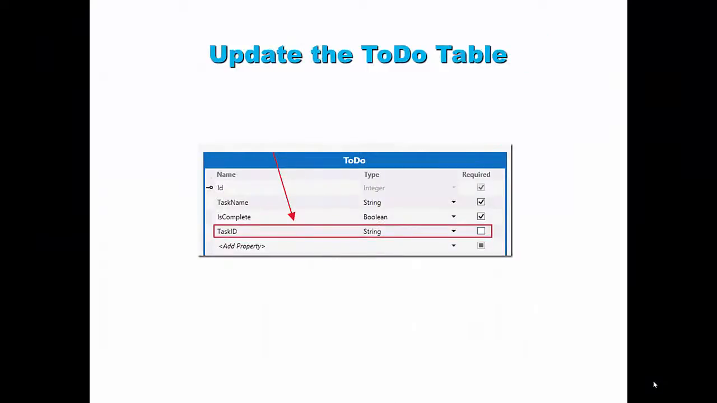We would then add a Task ID property field to the to-do table. We're doing this so that we can associate a to-do item with documents in the SharePoint document library that we're going to create in the next steps.